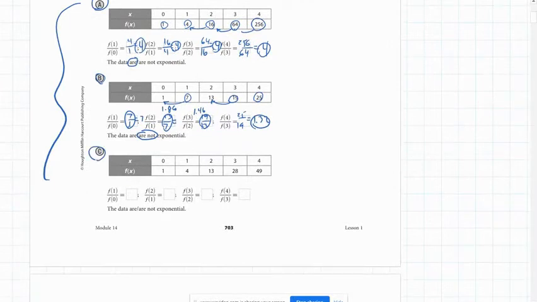Okay, so I'd like you to go ahead and try part C. Look at the data in this table, look at the consecutive quotients of the y values, and decide if they are exponential data or not. So pause your video, and when you're all done, press play to check your answer.